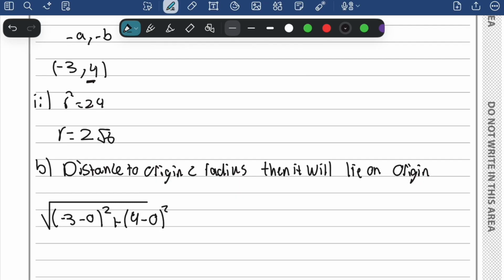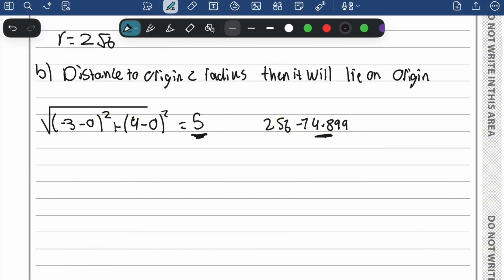And you get that your distance is going to be 5. Now, 2 root 6, the radius, is equivalent to about 4.8991. So we can see here that the radius, 4.899, is less than the distance to the origin.